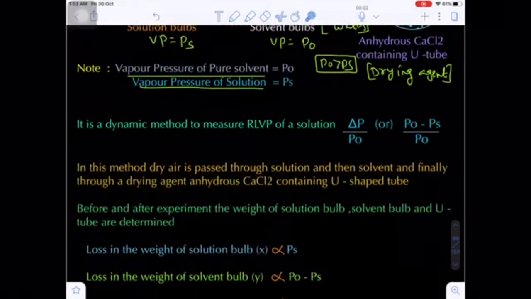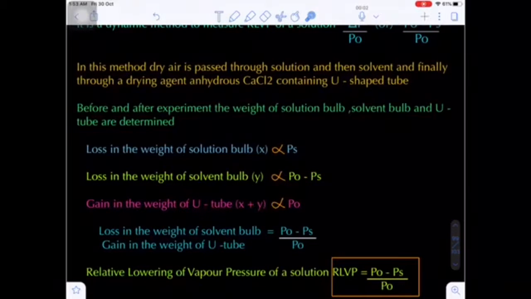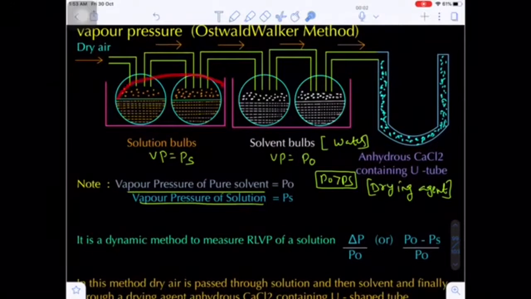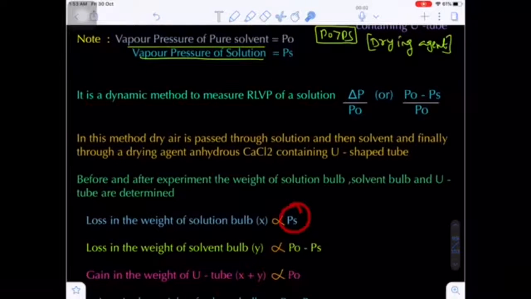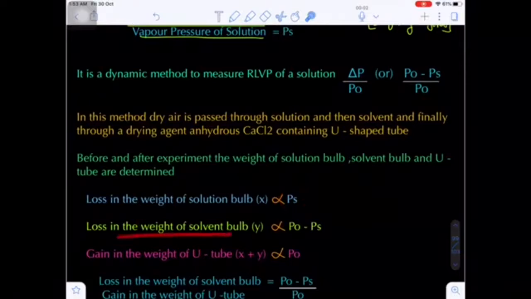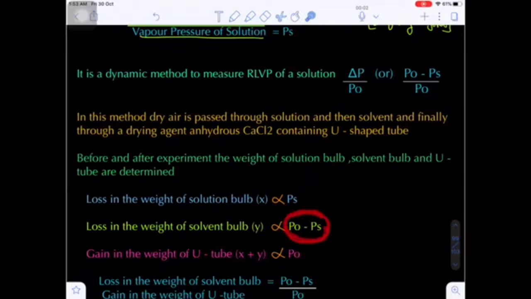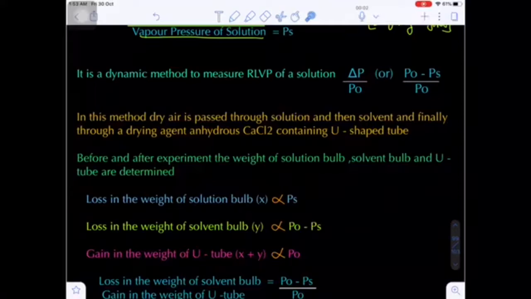Okay. Now, here the loss in the weight of the solution bulb is directly proportional to the vapor pressure of the solution, because in the first bulb, that is the solution bulb, only solution is present. That's why how much the weight decreases in the solution bulb is directly proportional to the vapor pressure of the solution. Yes or no? And the next one, the weight loss in the solvent bulb is proportional to P naught minus Ps. This is very, very important. Okay, P naught minus Ps is the weight loss in the solvent bulb. I will explain why I am writing P naught minus Ps here.